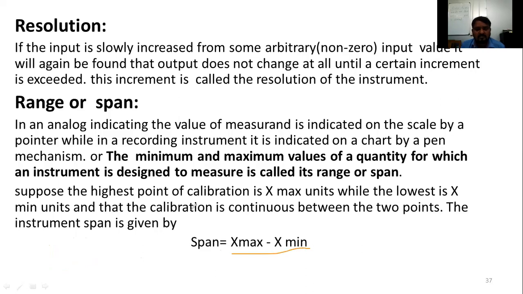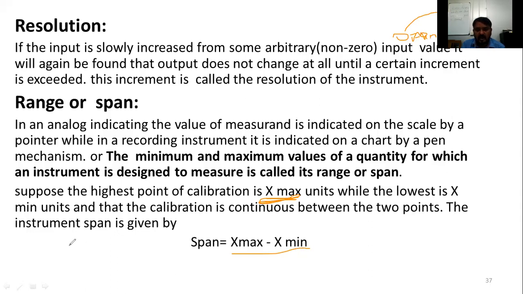Suppose the highest point of calibration is X maximum. Highest point means whatever the maximum value we are going to call in an instrument. So this is 0, this is maximum. Maximum is nothing but, suppose, 200 volt; you can consider 200 volt as the maximum units. While the lowest is X minimum. What is the lowest here? This is 0. X minimum we are going to call this one. X maximum is this one and X minimum is this one.